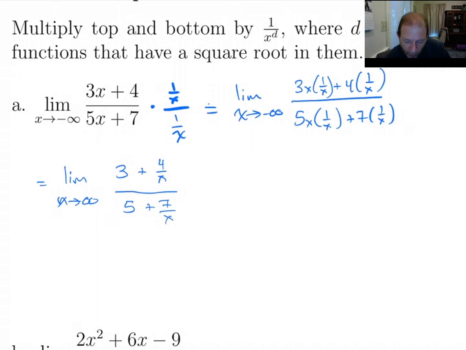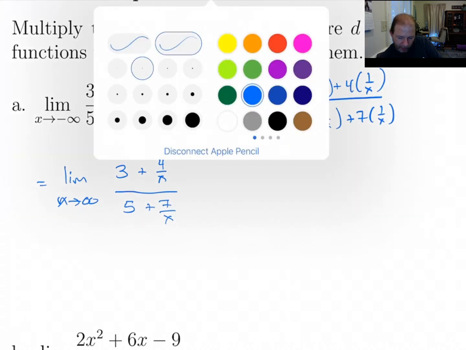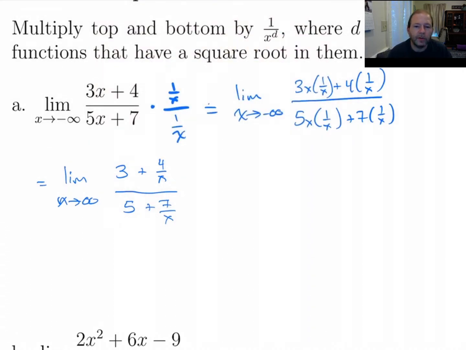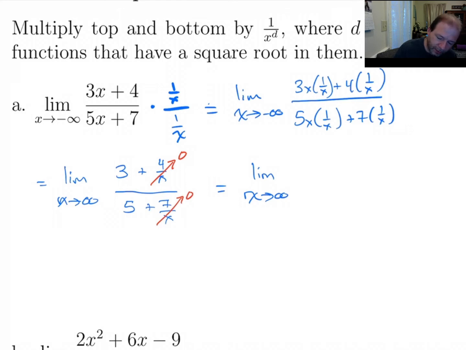Now I could go through if I wanted to and break this up into the limit of the top over the limit of the bottom, and then do the limit of each one of these things individually. But I'm going to use some notation here that's pretty common. What I'm going to do is I'm going to say as x goes to infinity, 4 over x goes to 0. And 7 over x also goes to 0. So what we're left with here is just 3 over 5. I could write the limit in again if I wanted to. But I guess I don't need to.